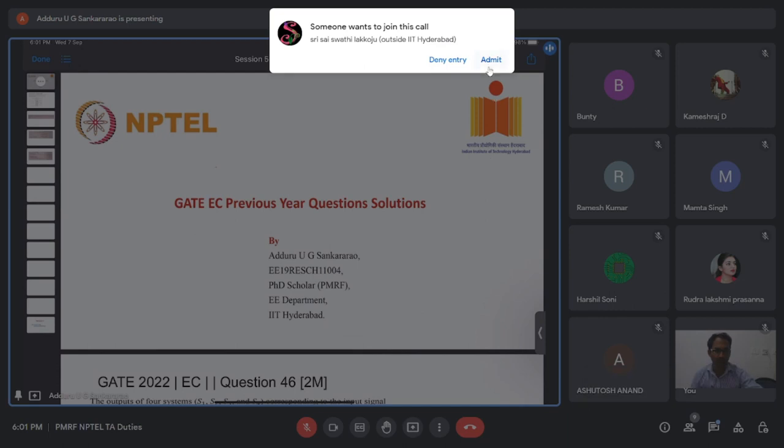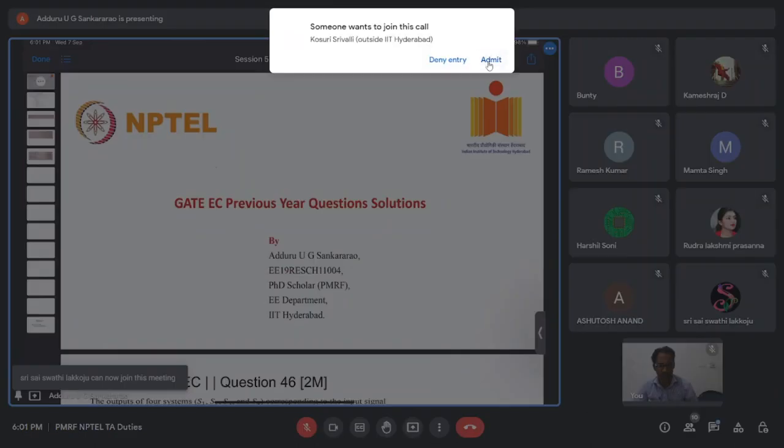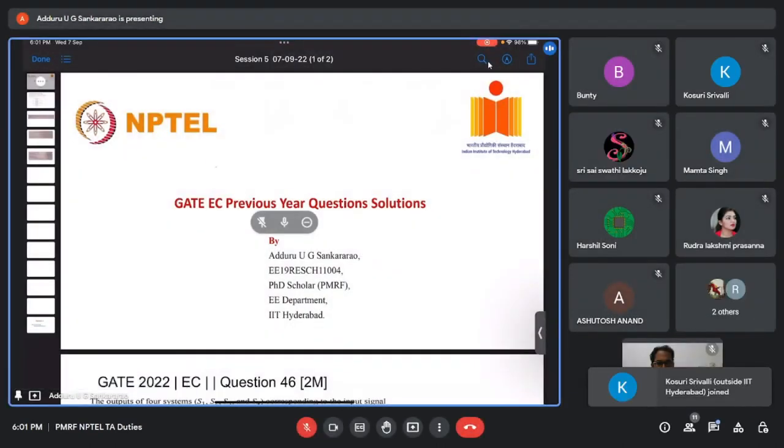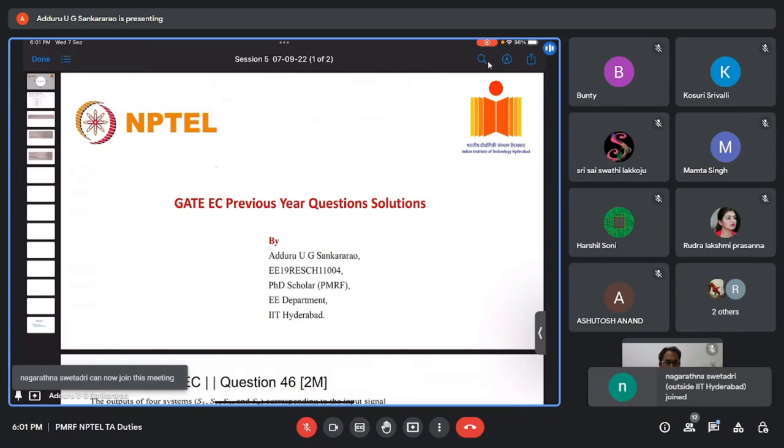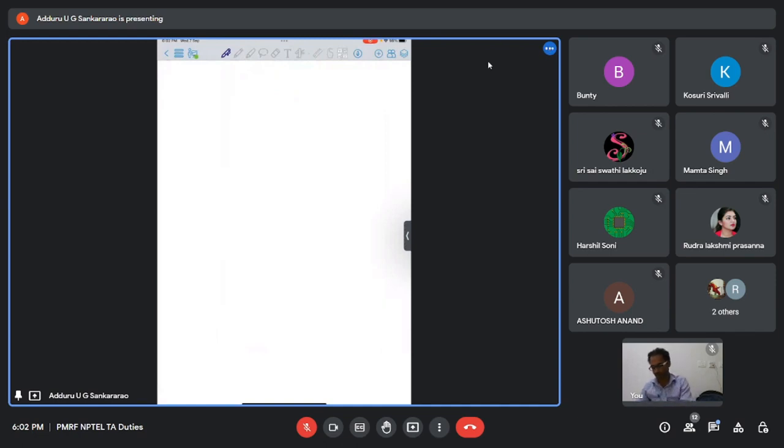So today we will discuss some of the topics from signals and systems. That too, we will discuss LTI systems. In the last class, somebody asked about LTI systems and their properties. Today we'll discuss briefly about LTI systems and some of the problems based on them. Yeah, we will solve. Fine. Today we'll see about LTI systems.